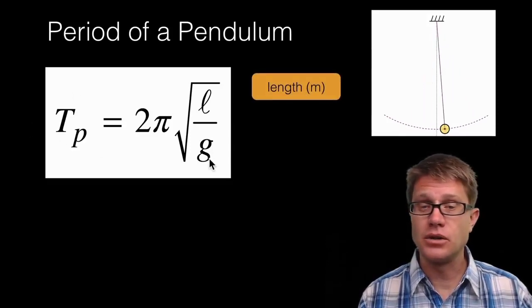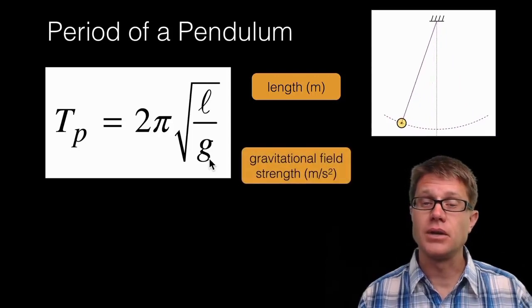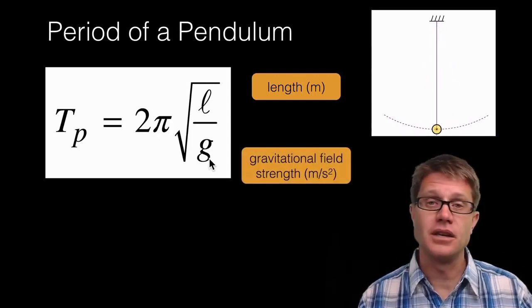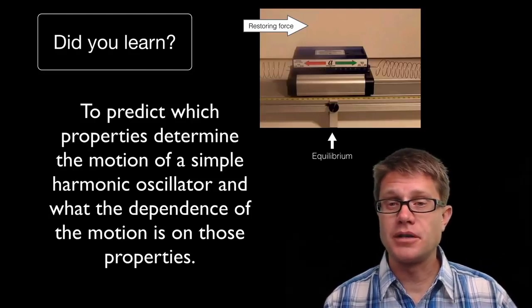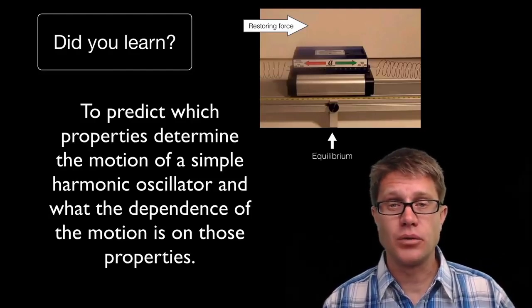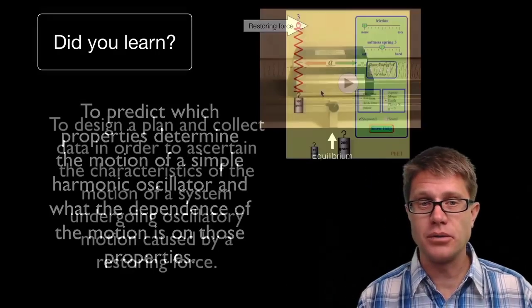What happens as we increase gravitational field strength? As we increase that, then we're going to decrease the overall period of the pendulum. Okay, did you learn to predict which properties affect harmonic motion? Again, it's a restoring force moving it back towards equilibrium.